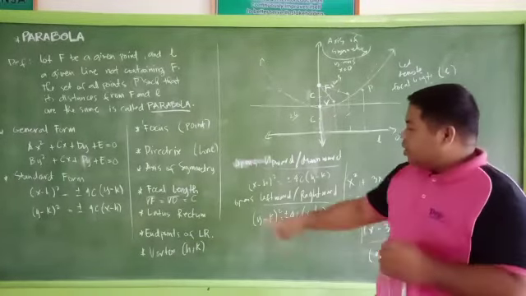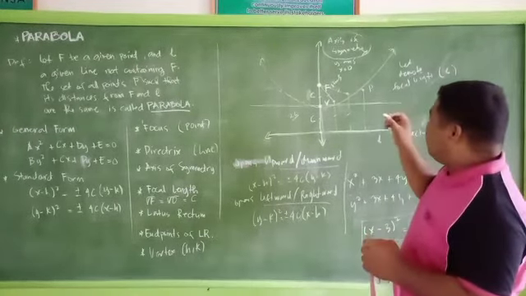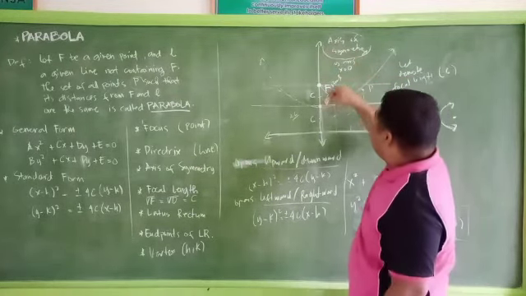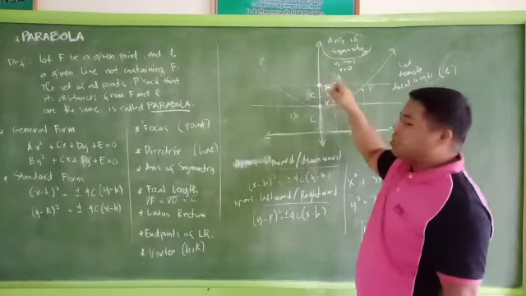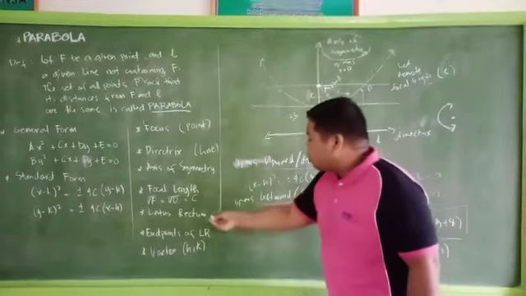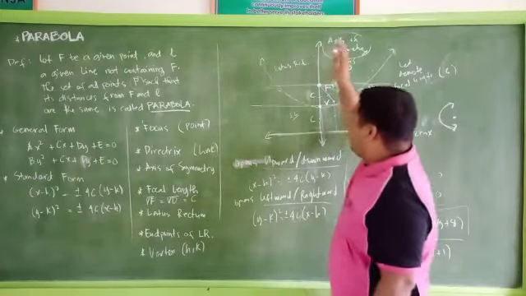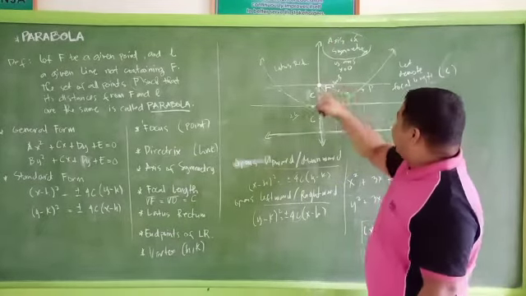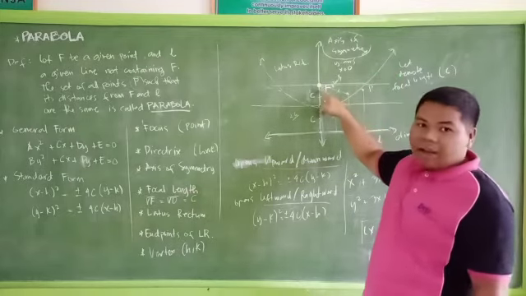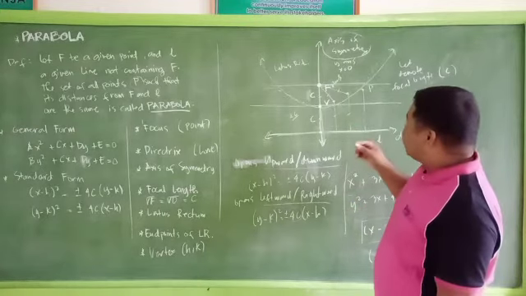Next naman is yung latus rectum. Ano yung tinatawag na latus rectum natin dito? Let's say for example, nag-create ako ng line dito, which is yung line na to is perpendicular siya dito sa axis of symmetry. At the same time, dapat tumama siya sa focus natin. So yung line natin na to, siya yung tinatawag na latus rectum. Again, yung latus rectum, siya yung line na perpendicular dun sa axis of symmetry. At the same time, dapat mag-touch siya dito sa focus natin. Nakuha.